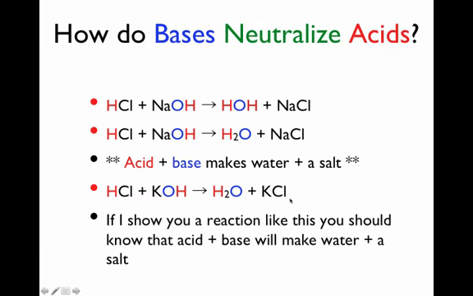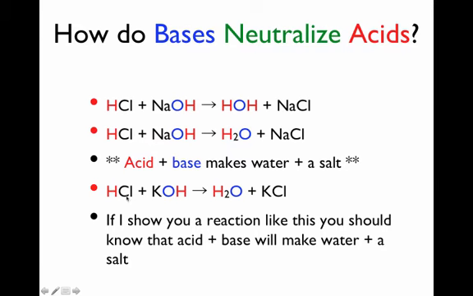So one of the punchlines, or one of the things I want you to be able to do, is if I show you a chemical reaction like any of the ones above, except I hide the stuff to the right side of the arrow, you should be able to know that the acid and the base are going to make water, and they are going to make some type of salt. And you should be able to figure out what type of salt they're going to make.